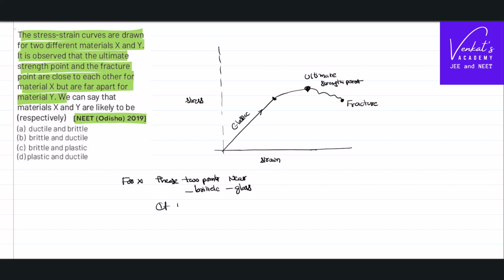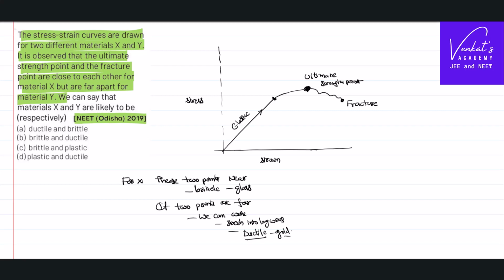But if these 2 points are far apart, it means we can work with that material and stretch it into long wires of whatever shape is required. That kind of material is called ductile, and gold is a beautiful example of that. You can melt gold and convert it into any shape, into the ornaments that we see, beautiful shapes. That's all because the nature of the material is ductile.